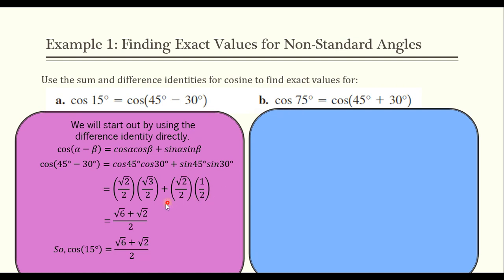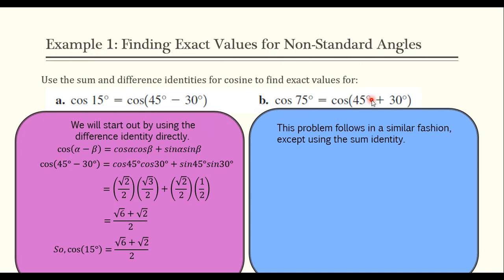Like, it's not going to be rad 2 over 2 or root 3 over 2 or 1/2 or any of those values from my unit circle. So we're going to use the sum and difference identities. So this one was given to us, but we can rewrite cosine of 75 as cosine of 45 degrees plus 30, because 45 plus 30 is 75, right? Notice that now I have a sum here, so I'm going to actually use the sum identity.